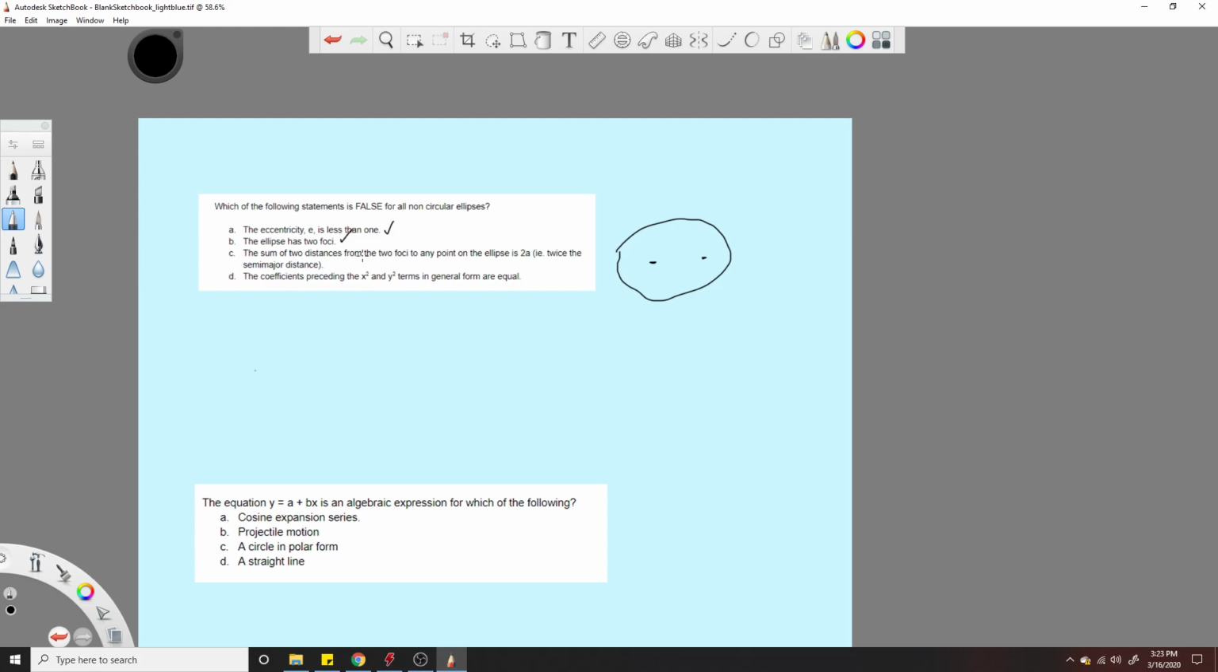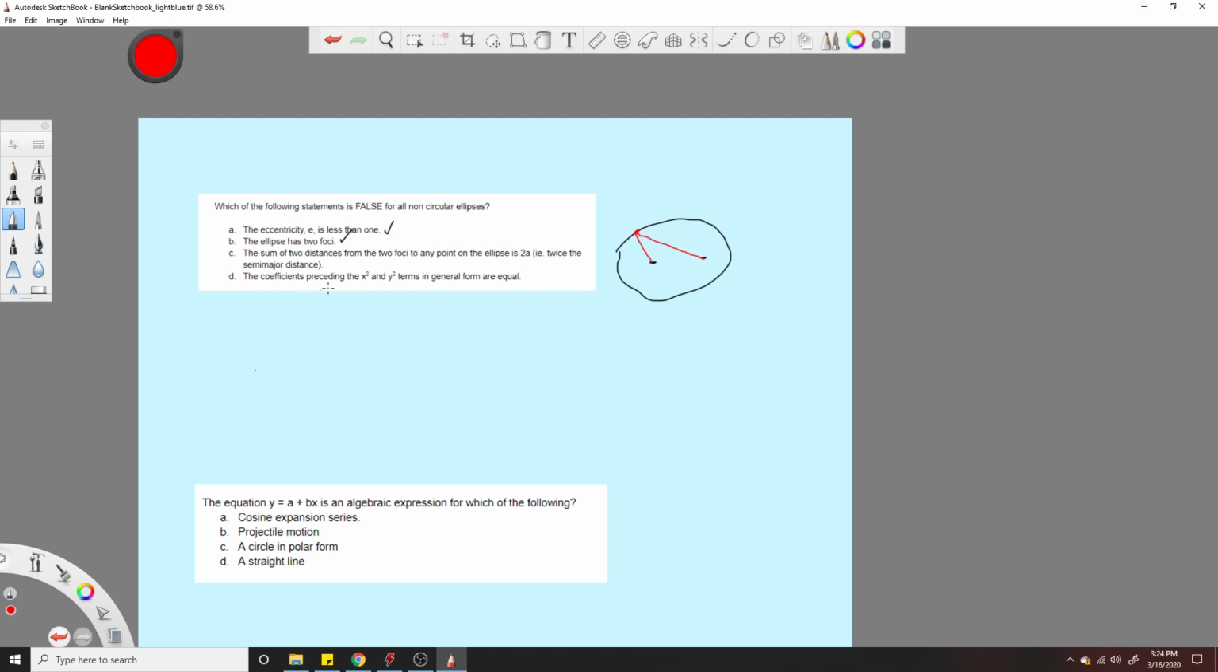Now, the sum of the 2 distances from the 2 foci to any point on the ellipse is 2a, twice the semi-major distance. This one you might not know off the top of your head, but you can think about it intuitively. Let's say we have a point here. It's going to be some sort of sum between these 2 distances, right? That's how you're able to measure ellipses. So that one seems to be correct just by looking at it. So let's check D, and if D looks false, then we know C was probably true. This is just how I would solve it, because I'm not a super genius or anything.